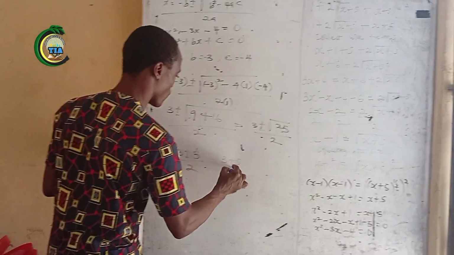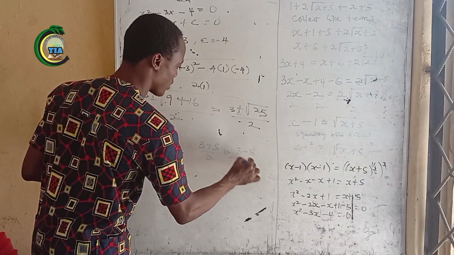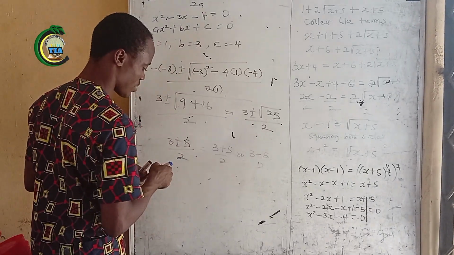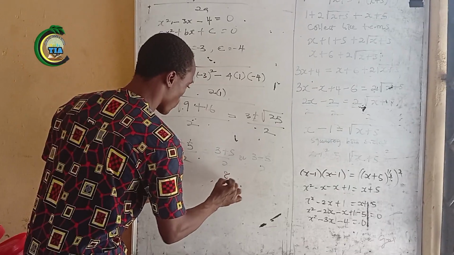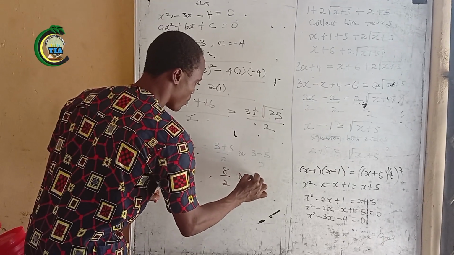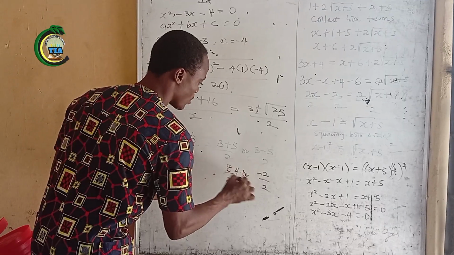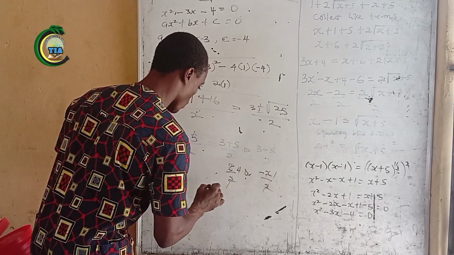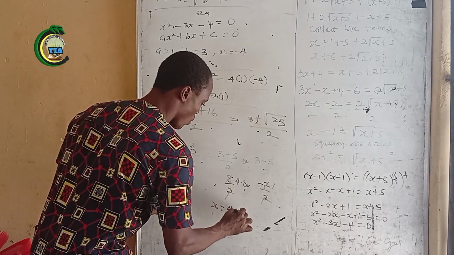This implies that 3 plus 5 over 2 or 3 minus 5 over 2. So 3 plus 5 is 8 over 2, or minus 2 over 2. So we divide here, we have 4, and here we have minus 1. So we have it that x is equal to 4 or minus 1.